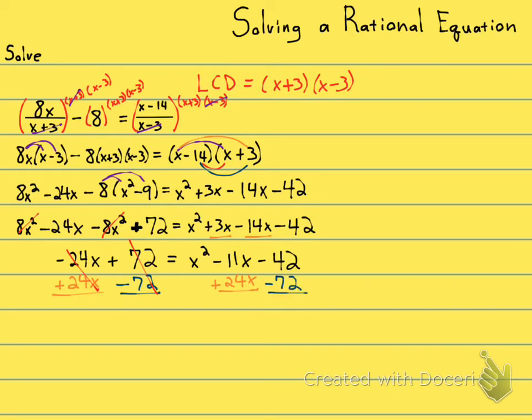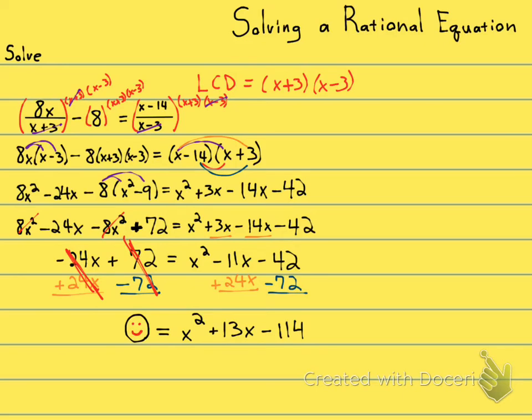All right, left-hand side. These canceled, they both turned into zeros. So 0 equals x squared. Let's see, negative 11x plus 24x, that's going to give me 13x. Negative 42 minus 72 is going to give me negative 114. All right, my first step is done, solving a quadratic equation. It equals 0, smiley face.